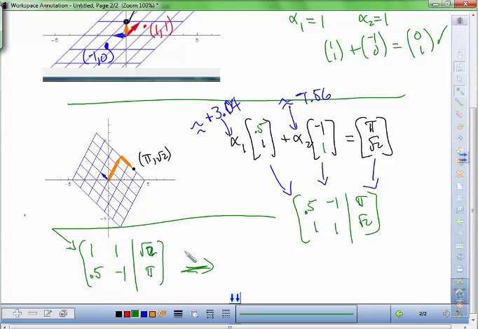And then I'm going to take the first row and multiply it by negative a half and add it to the second row. So negative a half, negative 1.5. And this one would be negative root 2 over 2 plus pi.